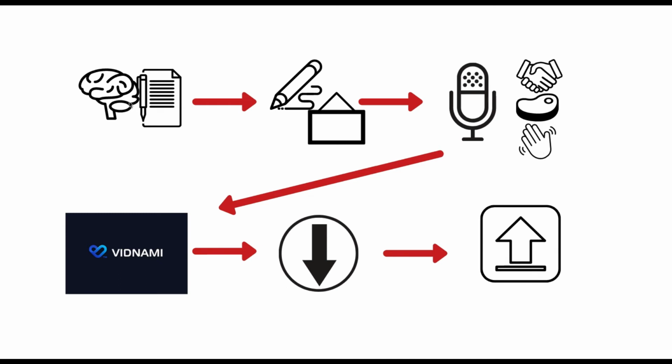So just to recap, think about your video and the problem that you're solving. You're going to write that down and have it somewhere in front of you so you can read it. Then you're going to audio record what you're wanting to say, introduction, meat and potatoes, and your outro. You're going to then upload that to Vidnami and have a video with stock images or videos created. You're going to then download your video and then you're going to upload that to YouTube.